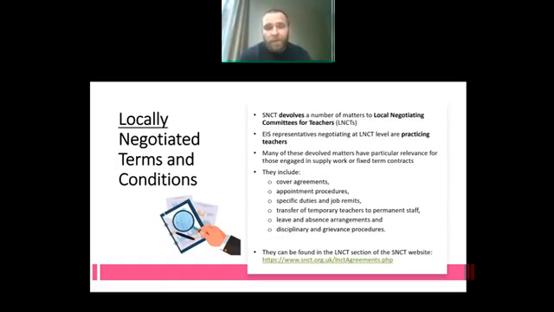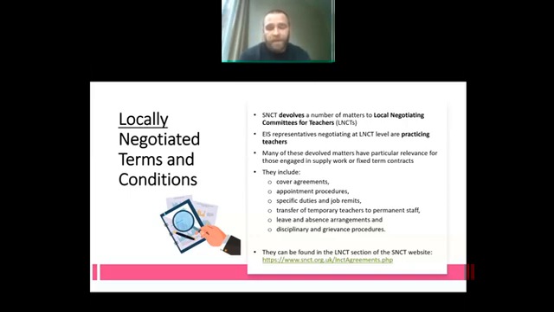The SNCT also devolves a number of matters to local negotiating committees for teachers, LNCTs, in each of the 32 local authorities. Again, the EIS representatives negotiating at LNCT level are practising teachers, maintaining the link between the classroom and negotiation. Many of these devolved matters have particular relevance for those engaged in supply work, both on a short-term basis and those on a fixed-term, longer-term contract. They include cover arrangements, appointments procedures, specific duties and job remits, the transfer of temporary teachers to permanency, other leave and absence arrangements, as well as disciplinary and grievance procedures.